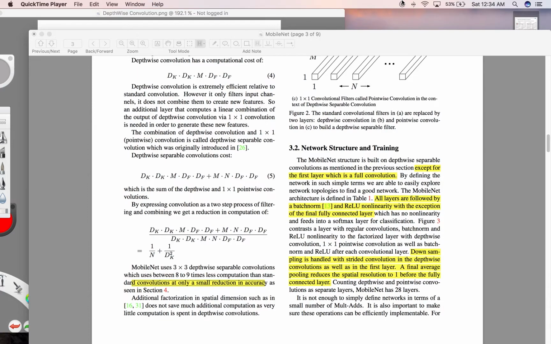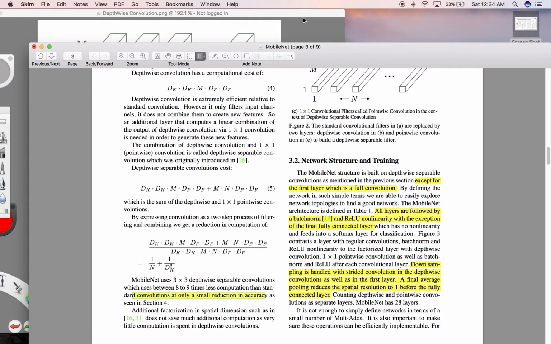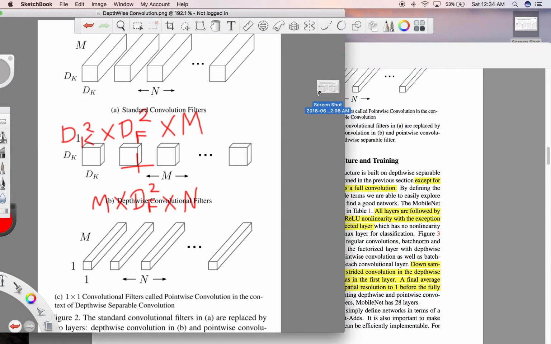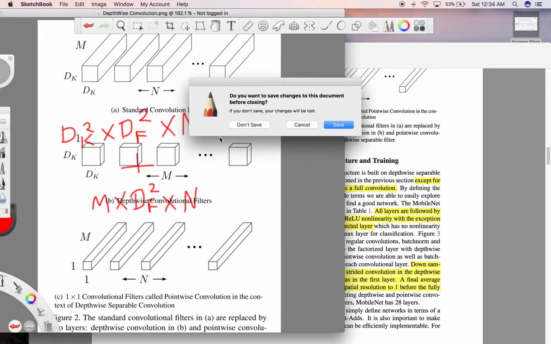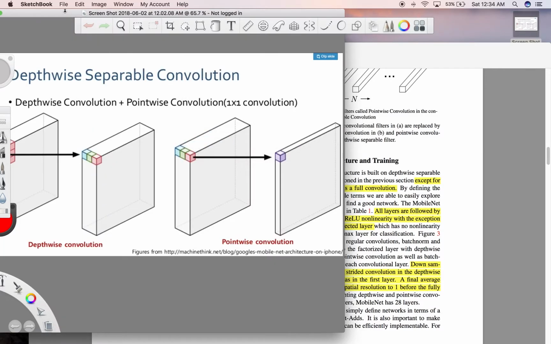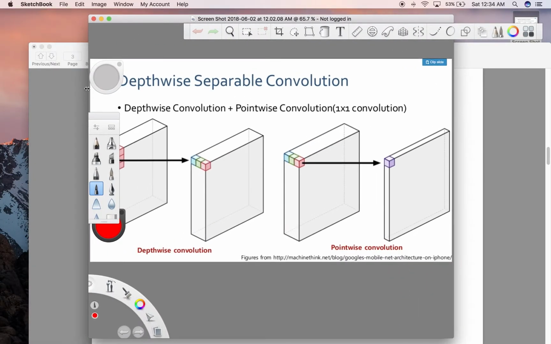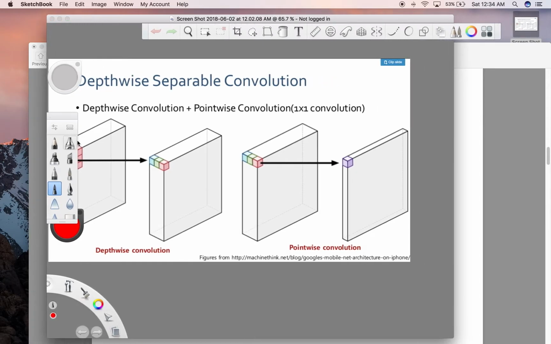Alright, so let's just look at depthwise convolution with a tiny more detail. I will go over this in more depth in a future video, probably the Xception paper. So let's go over. Yep, so this I found very interesting.